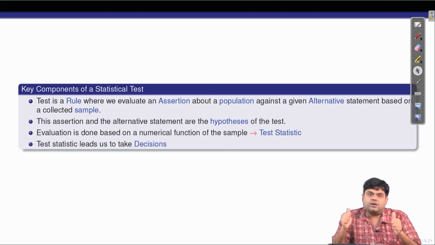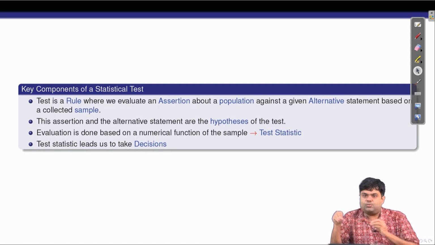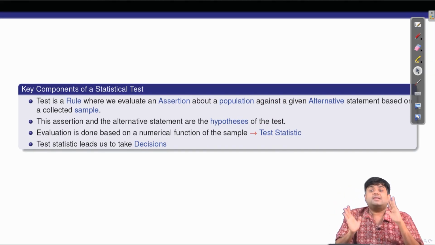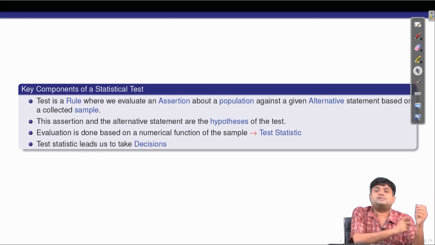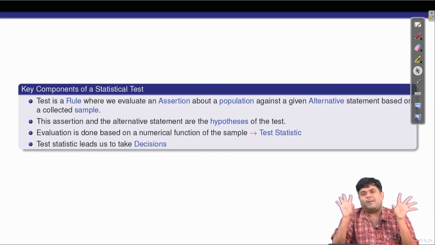A test will be a rule where you evaluate an assertion about a population against this alternative based on a collected sample. This assertion and the alternative statements are the hypotheses of the test. Evaluation is done based on a numerical function of the sample, just like in the case of estimation. You have collected a sample, you calculate a statistic out of it, that is a numerical value. Based on that you come up with a decision, but unlike estimation, here the decision is not, let us say, to predict a particular value or predict an interval where the particular value of the parameter belongs.